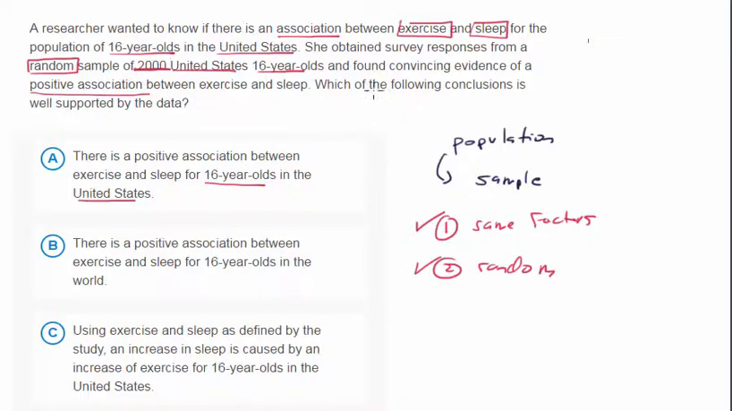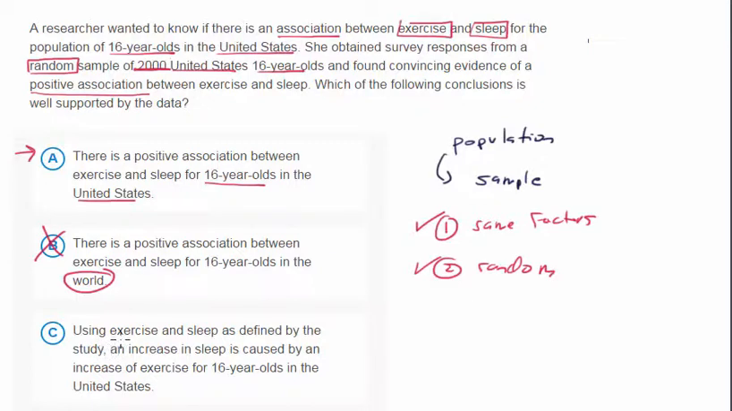If you think about this, let's say graphed, if we had sleep and exercise on each of the axes, it would have a positive slope. That means they move together. So we definitely, this looks good, could make this conclusion. B, there's a positive association between exercise and sleep for 16-year-olds in the world. Remember, the population only included 16-year-olds in the U.S., and that's what the sample did. You can't make any inference if the factors are not the same.